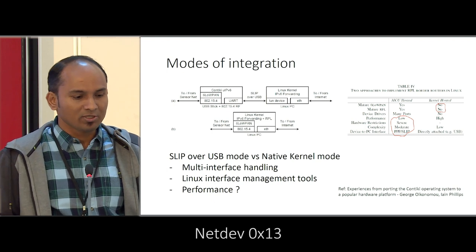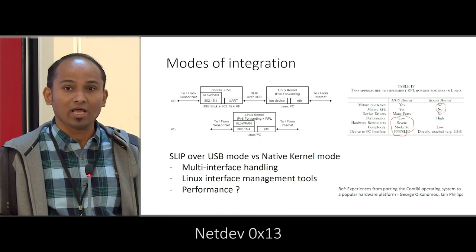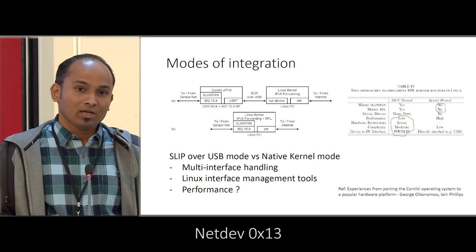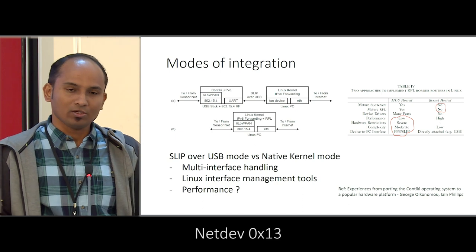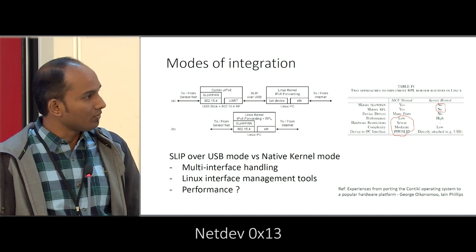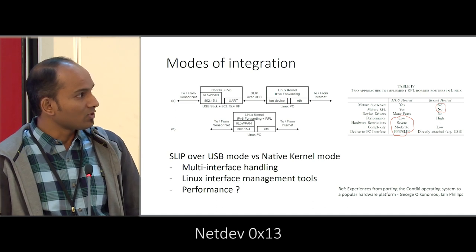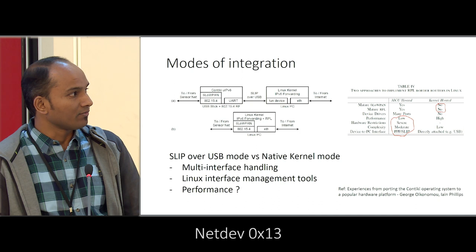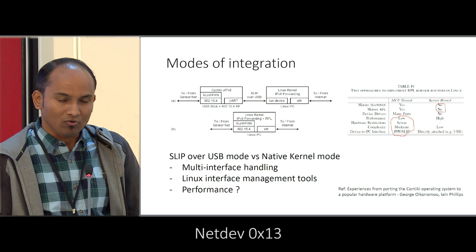Mode of integration: let me talk about the one that is most popular and has been mostly used to date, which is the SLIP mode of integration, wherein you don't directly make use of the Linux kernel. You make use of another device which connects over SLIP over USB to the Linux PC, and most of the compression and decompression happens there, and the packet is directly forwarded to the interface. This is the mode of usage that most of the deployments have gone ahead with.